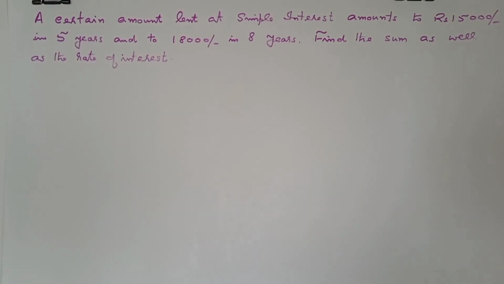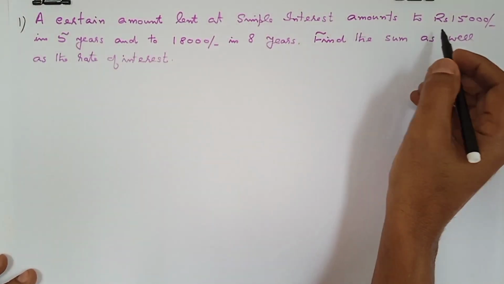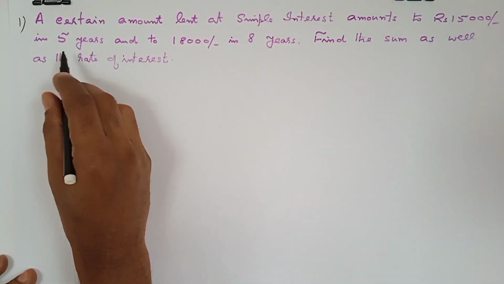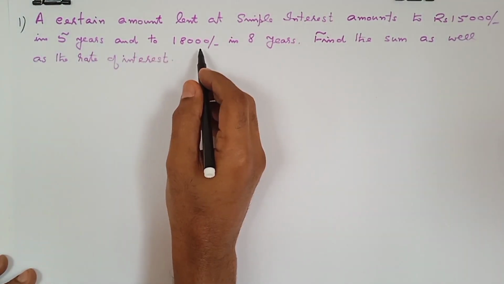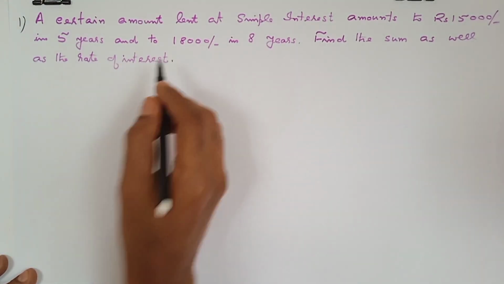Hey guys, let's work out a few problems from simple interest and compound interest. The first question is, a certain amount lent at simple interest amounts to rupees 15,000 in 5 years and to 18,000 in 8 years. Find the sum as well as the rate of interest.